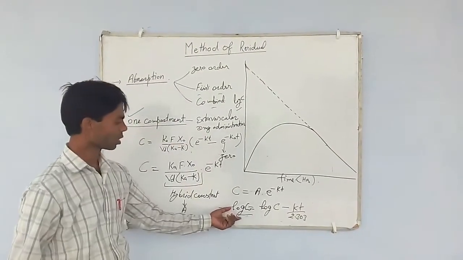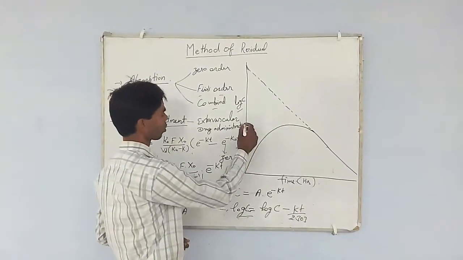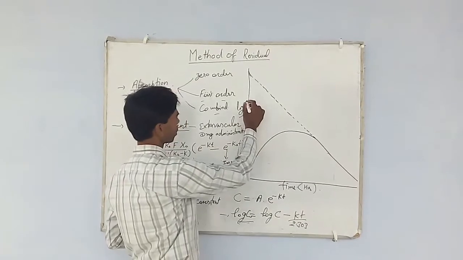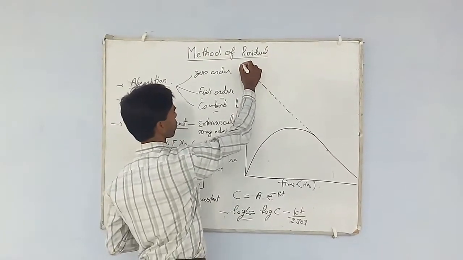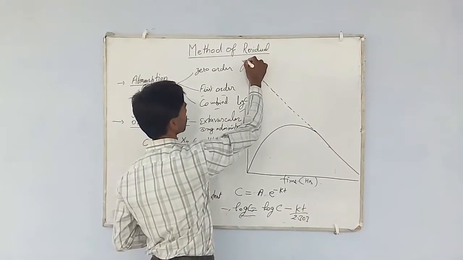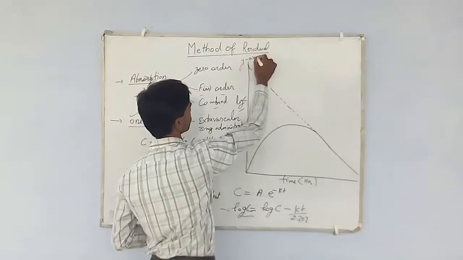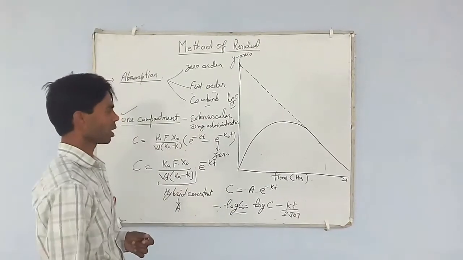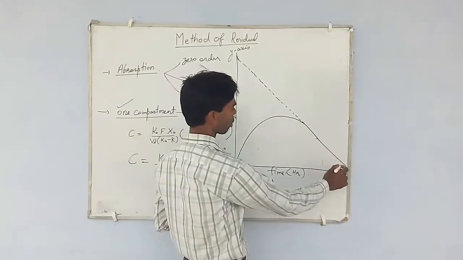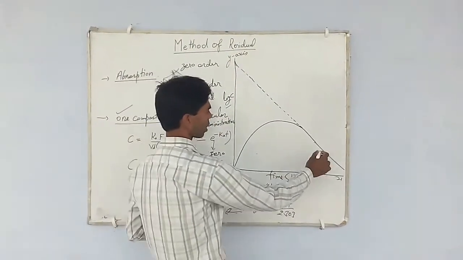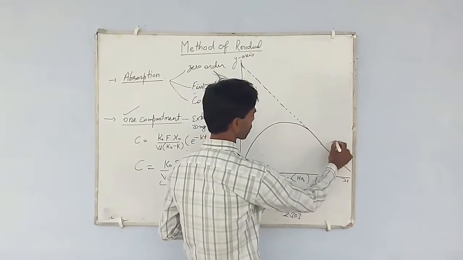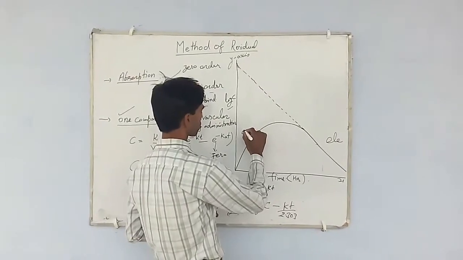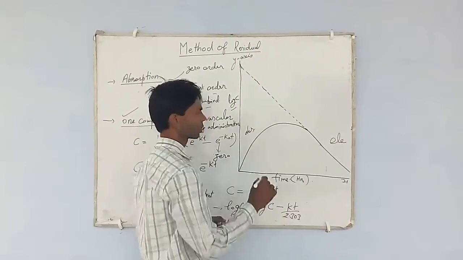From this equation, the log concentration is plotted on semi-log graph paper against time. Log concentration is taken on the y-axis and time on the x-axis. By plotting the data of absorption of the drug, the last part of the curve is known as the elimination phase and the starting part is known as the absorption phase.